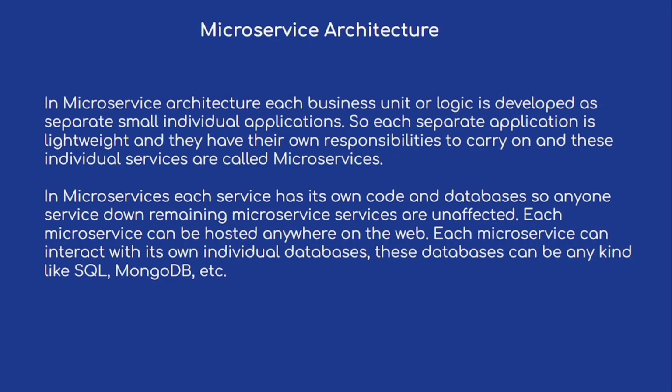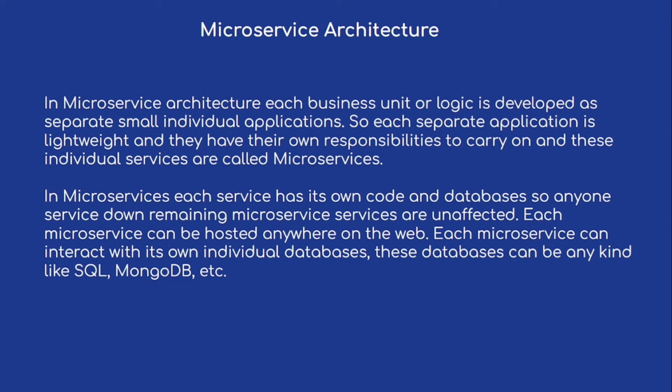Now let's understand microservice architecture. In microservice architecture, each business unit or logic is developed as a separate, small, individual application. Here we are separating into small apps, and that is nothing but microservices. Each separate application is lightweight, and since we are separating them, they have their own responsibility to carry on. These individual services are called microservices. Splitting a big logic into small logic as small applications is microservice architecture.